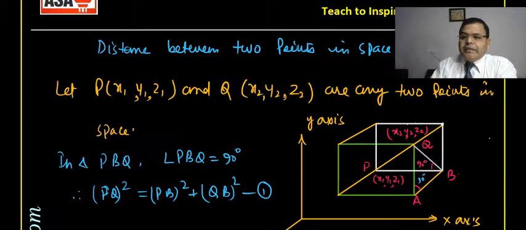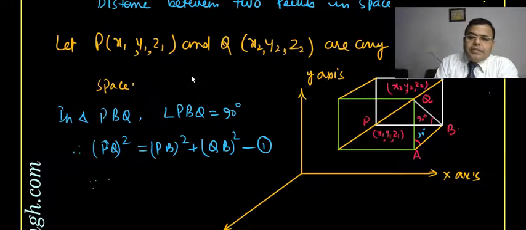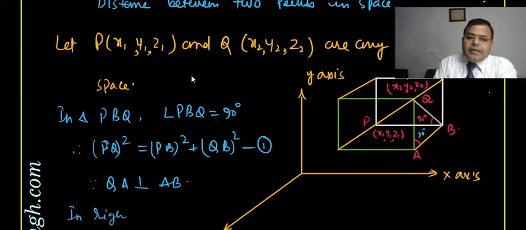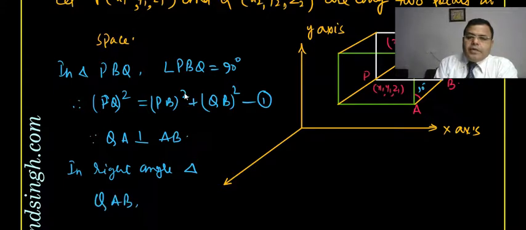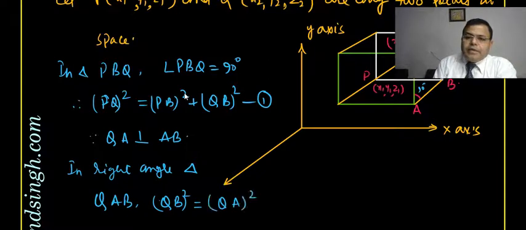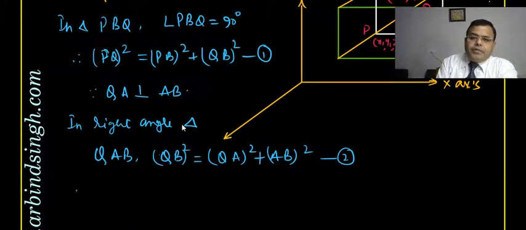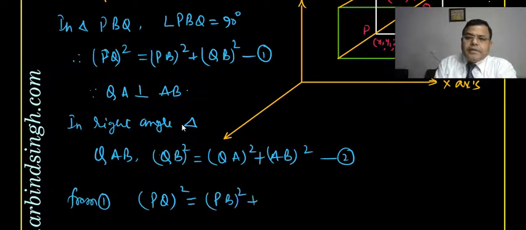Now again you can see that there is a right angle triangle here also, because QA is perpendicular to AB. Therefore QB is the hypotenuse, and in right angle triangle QAB, QB square is equal to QA square plus AB square. This is the second. Now from the first, putting the value of QB square, PQ square is equal to PB square plus QA square plus AB square.